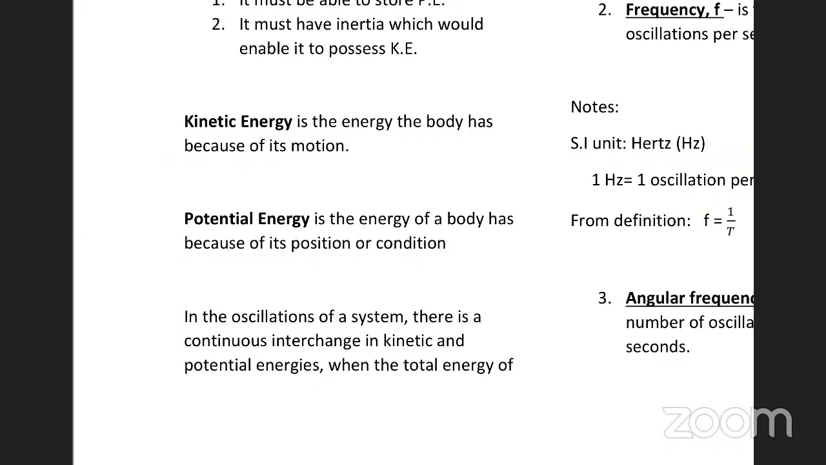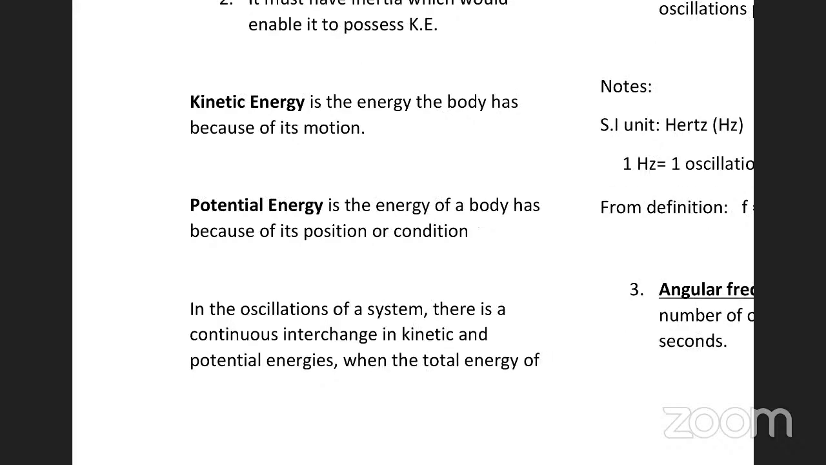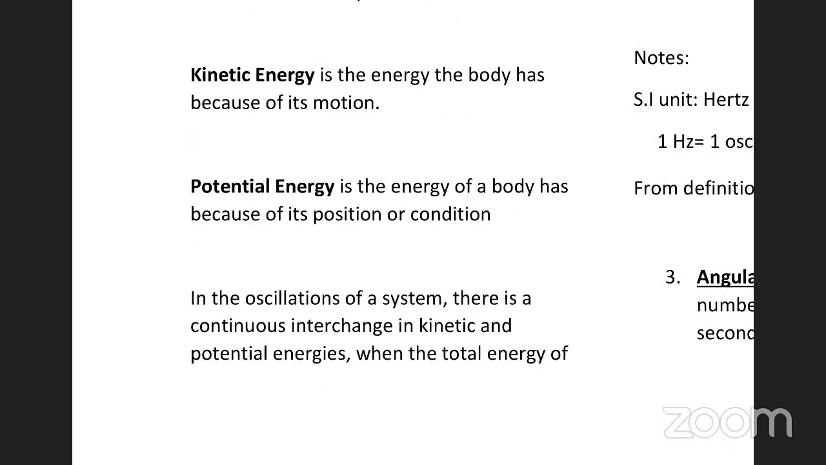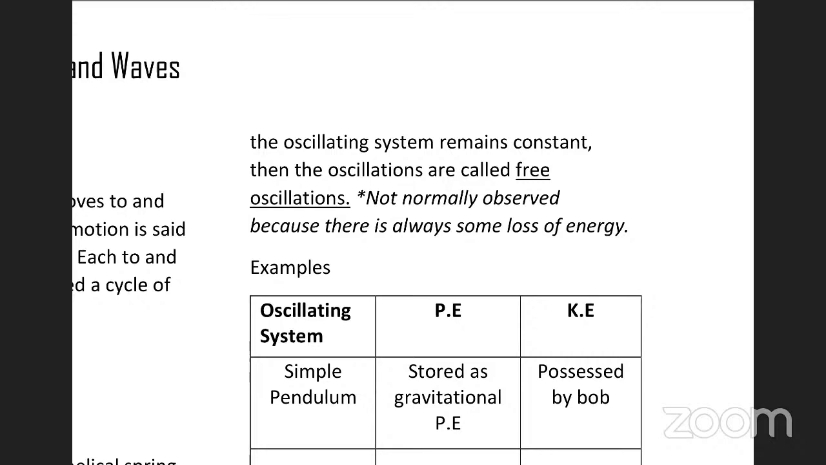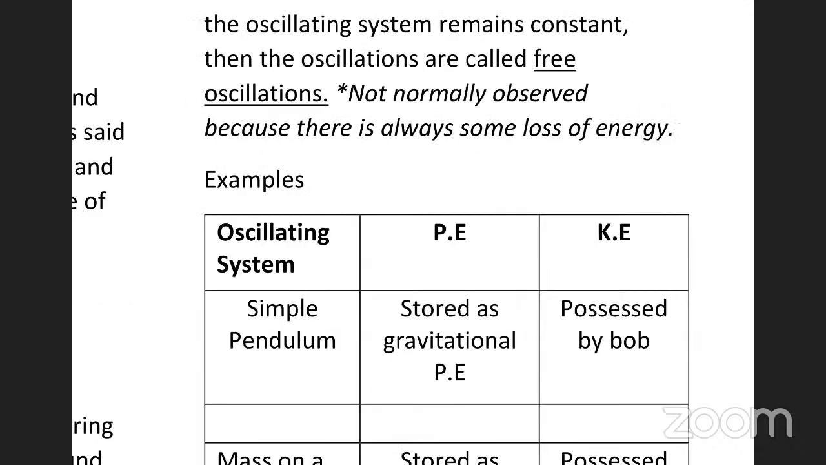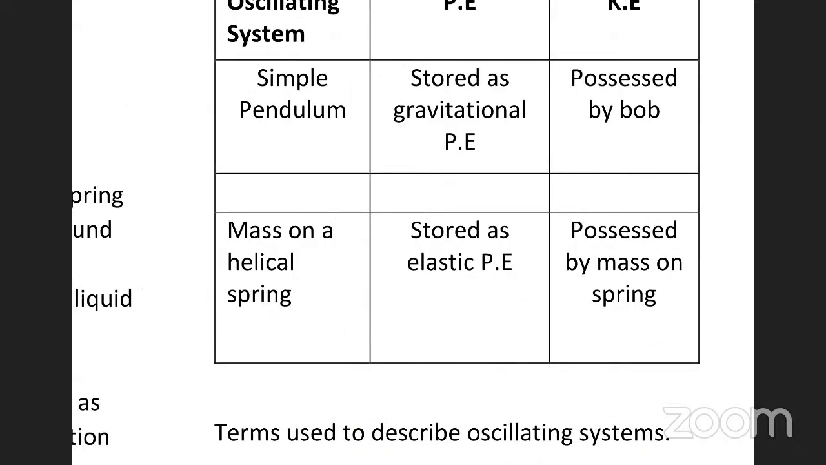Right, so I'll just read in. You can follow, and if you get lost, let me know. In the oscillations of a system, there's a continuous interchange of kinetic and potential energy. When the total energy of the oscillating system is constant, the oscillations are said to be free oscillations. These are not normally observed because there's a loss of energy. Here are the examples that we just talked about.